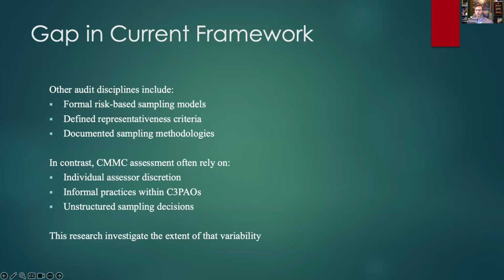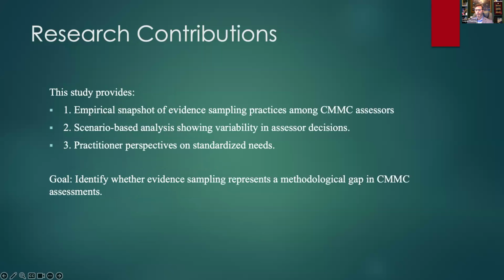A history of assessment experience is required to become certified as a CMMC assessor, but the only qualifier on that requirement is the amount of time performing assessments, not specific knowledge, skills, or abilities. In contrast, CMMC assessments often rely on individual assessor judgment, informal practices within organizations, and unstructured decision-making. This lack of standardization introduces variability that is difficult to measure and even harder to defend. This study was designed to better understand what that variability is.